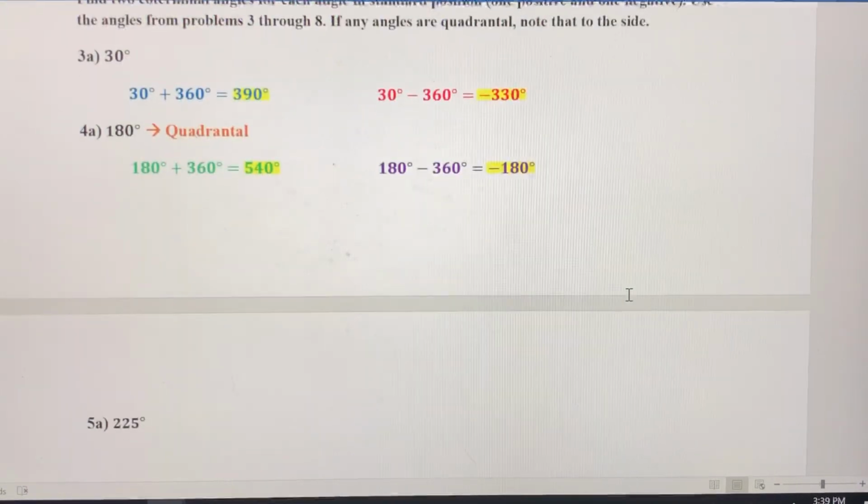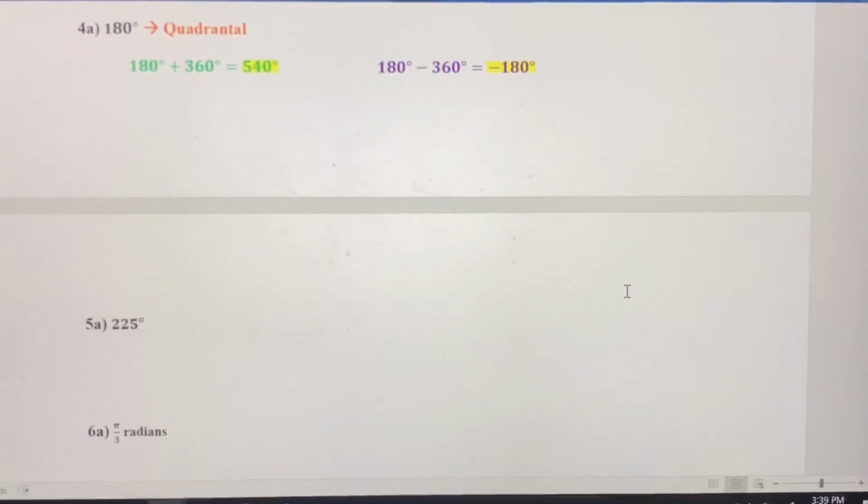Let's move on to 225. Not quadrantal, obviously, not a multiple of 90. So we're going to add 360, which gives us 585 degrees. We're going to subtract 360, which gives us negative 135 degrees. So these three angles are all coterminal.